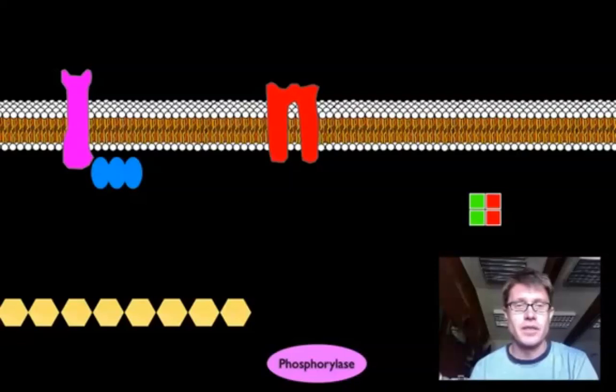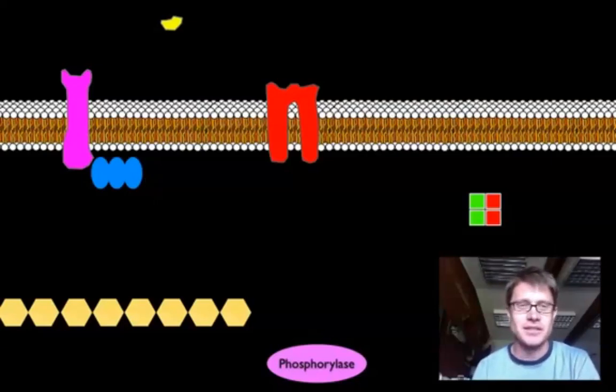So we start with this at the top. We've got epinephrine at the top. And so what do we call this? That's right. It's called the ligand. A ligand is a chemical that can't make entry into the cell, but it's going to attach to the receptor. So this is called the receptor. Do you remember what that's called? That's right. It's called the G protein.